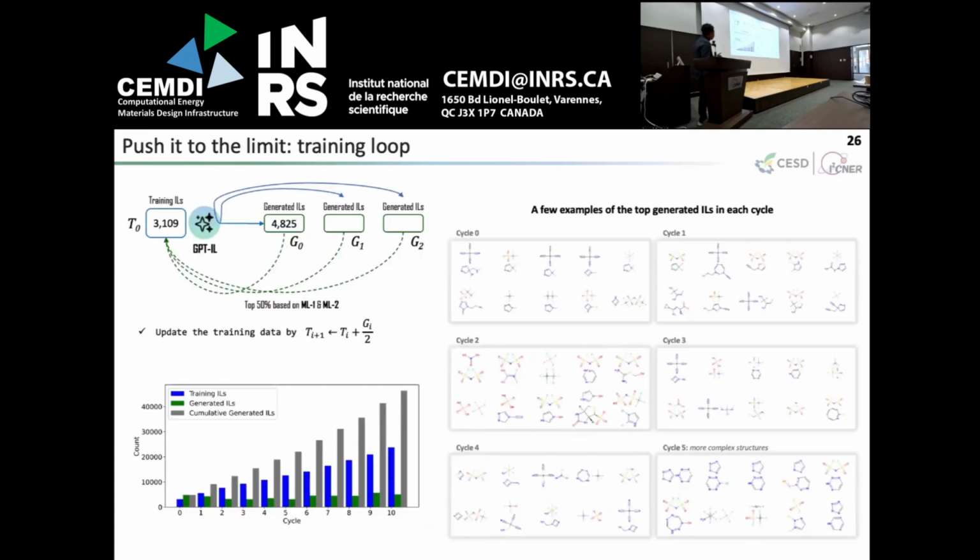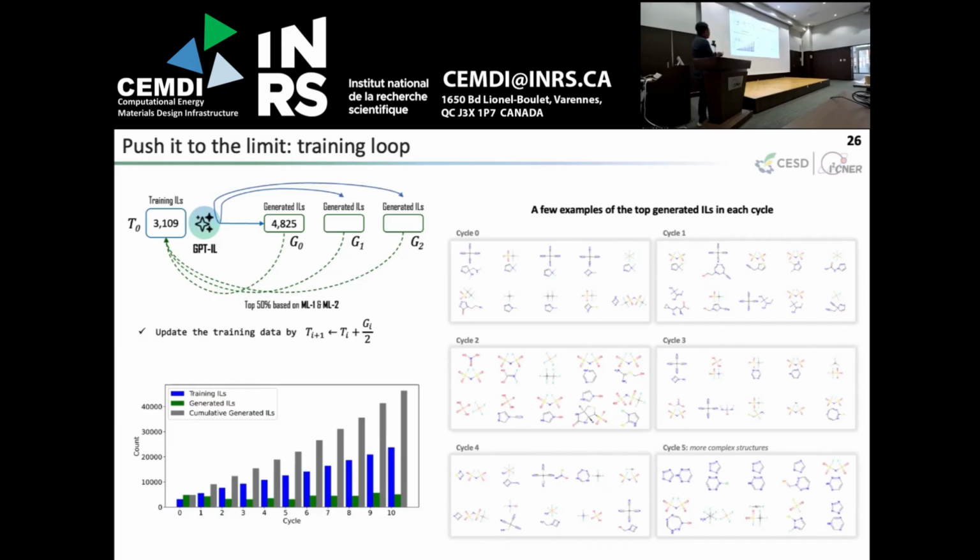And then finally, in the last step, we push our model to the limit by doing a training loop. At first, we had this training data of about 3,000, and then we trained our GPT model to generate this set of ionic liquids. Then we took about 50% of the top ionic liquids based on our prediction model and added them to the training data, retrained our model, generated another set, and then took another 50%, added them to the training data, retrained our model, and generated another set again and again.